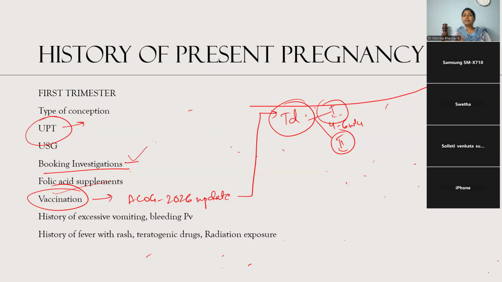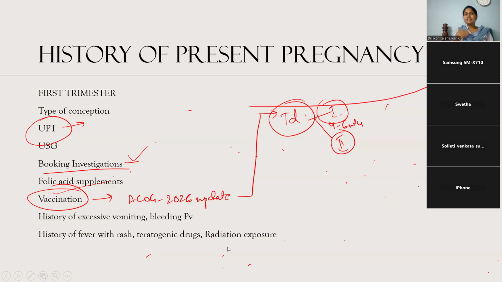So that is why we don't give 3 or 10 or 1 TD injection. Two doses of TD are recommended: first in the first visit, second after 4 to 6 weeks. The first is for primary immune response for the generation of IgM antibodies, and the second is for generation of IgG antibodies. So that is why these two doses of TD are important.